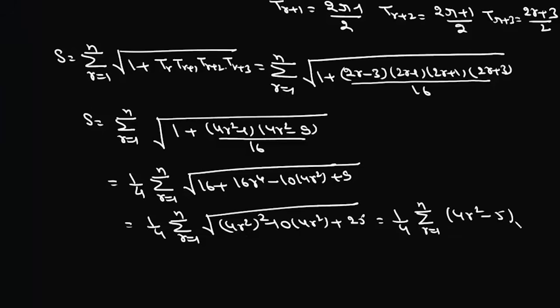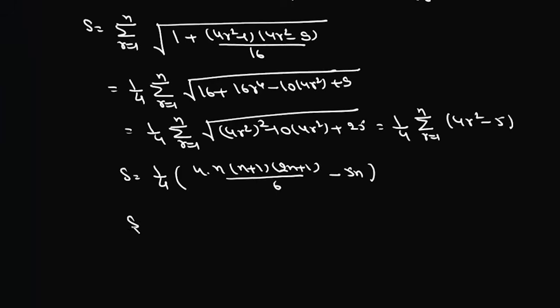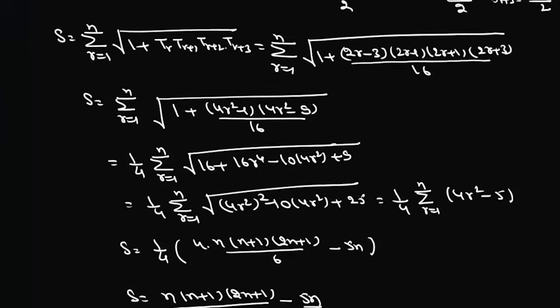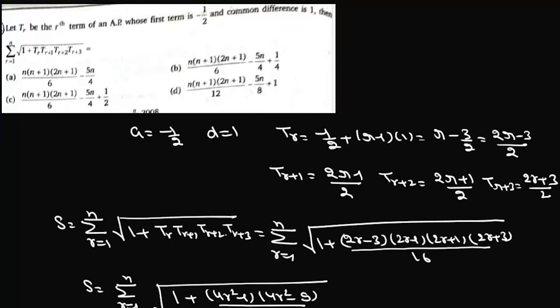4r square minus 5. Now this sum will be 1 by 4, and 4r square sum is n plus 1, 2n plus 1 whole divided by 6, and minus 5n. So this sum will be n plus 1, 2n plus 1 by 6, and minus 5n by 4. And that's your option A.